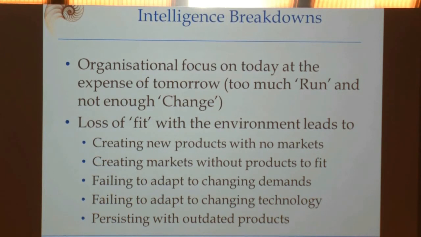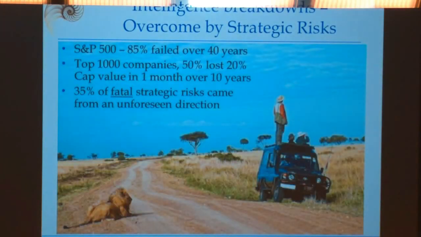So, a characteristic set of symptoms when it goes wrong. The one that's really scary for me is strategic risk. Of the starting S&P 500, the top 500 companies in the US, 85% have gone out of business in 40 years. These are 2006 figures, so this is pre-economic crash. This is just normal. Again, 2006 figures: of the top 1,000 companies in the world, half of the ones that survived lost 20% of their value in a one-month period at some time in a decade. So this level of turbulence and upset from the world outside is normal, and it's fatal to organisations. 35% of fatal strategic risk came from a direction they hadn't even thought to look in. You've got to be looking where the lions are, because they're there.